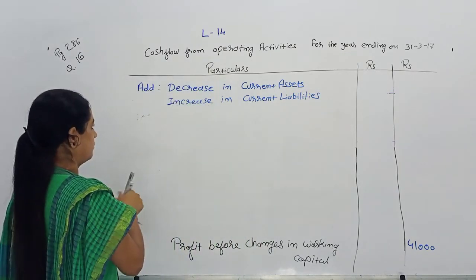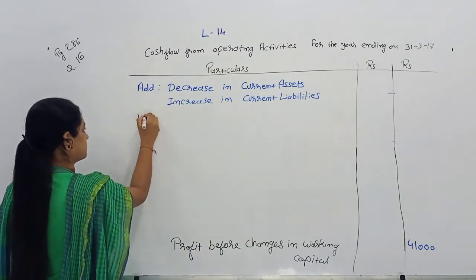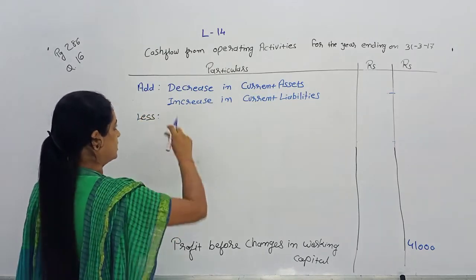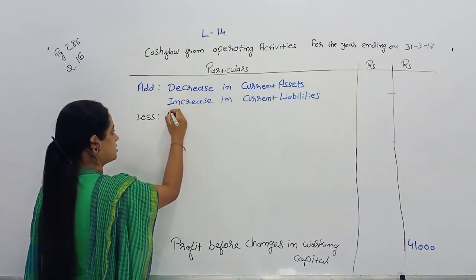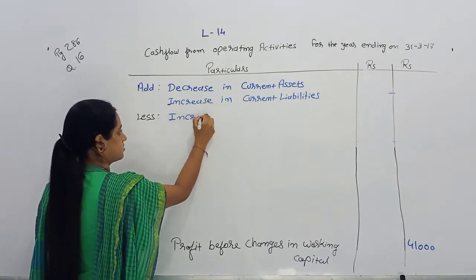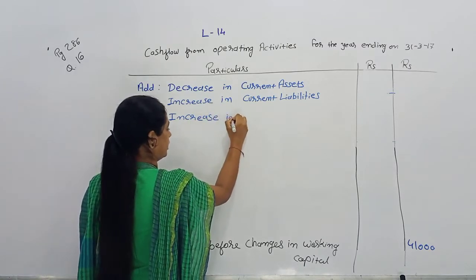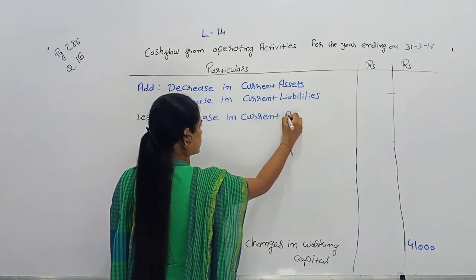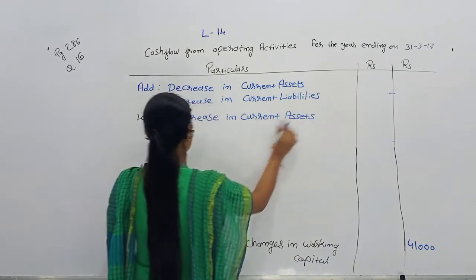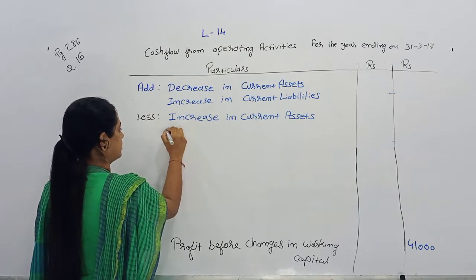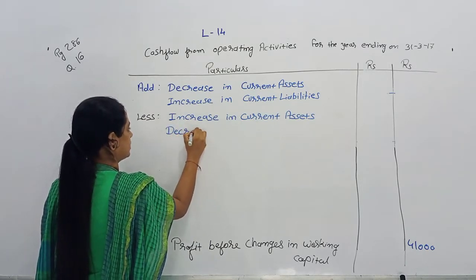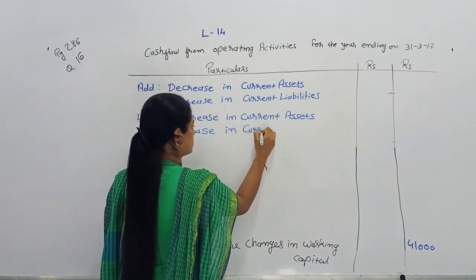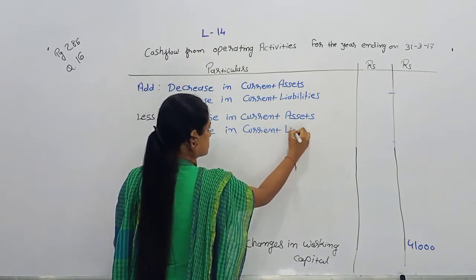Then we have to less. What we have to less? The opposite of this. Decrease in current assets. Opposite of this is increase in current assets. Then increase in current liability. Then here we have to write decrease in current liabilities.